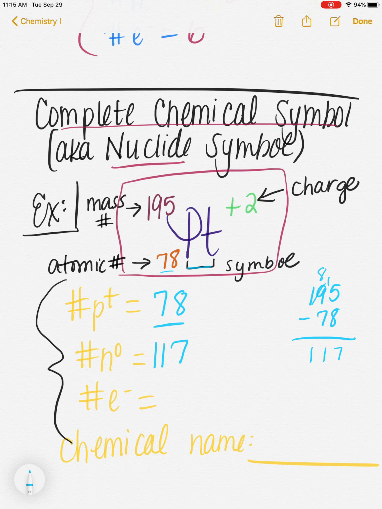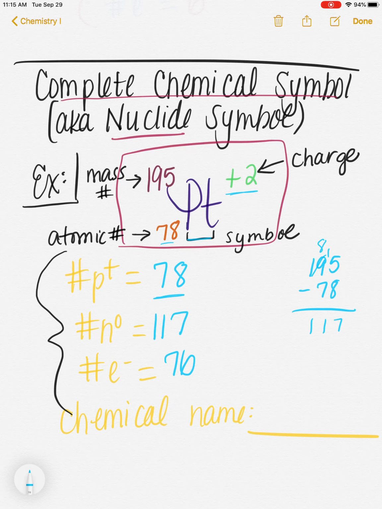Now for electrons, we know we've got 78 protons and there's an overall charge of +2. So that means that there are 2 more protons than there are electrons in this element. So there must be 76 electrons. The last thing is the chemical name. Pt was on your original list of 40 elements that you should know, and it is platinum.